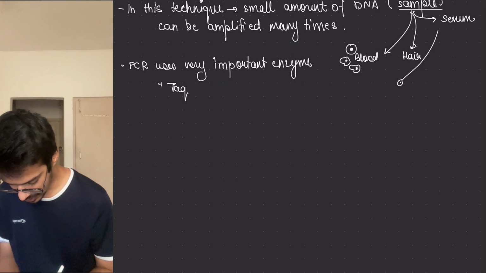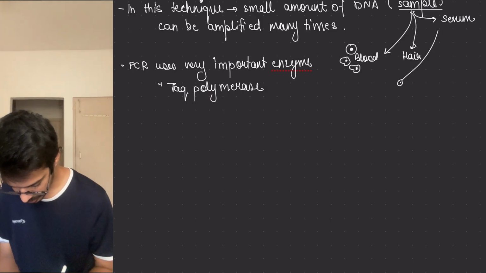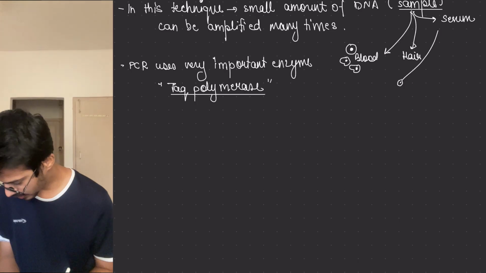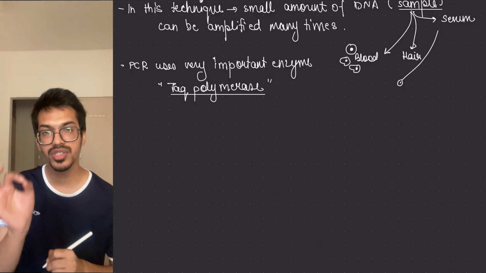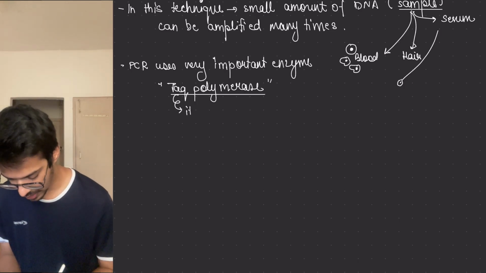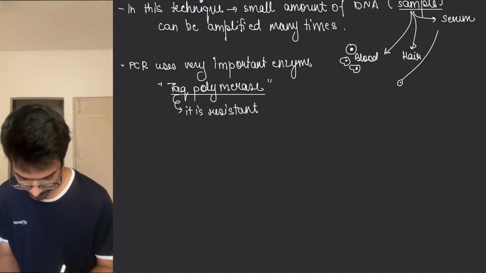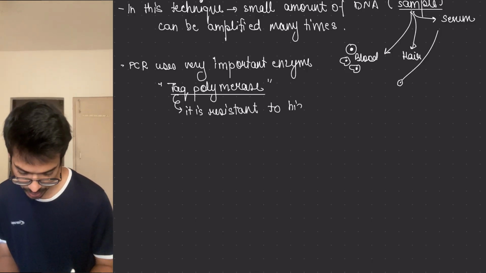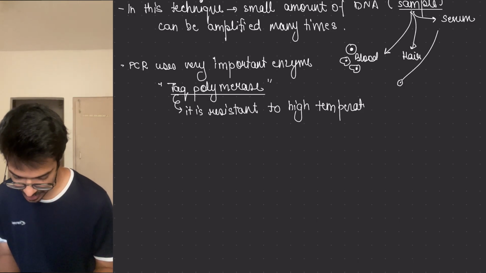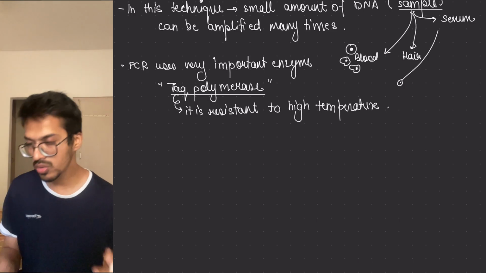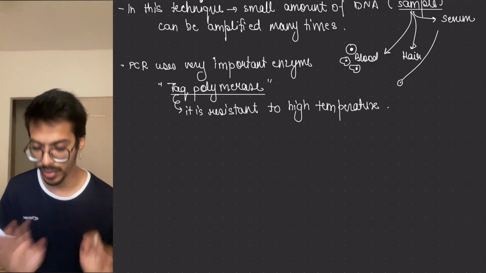That enzyme is Taq polymerase, which is resistant to the higher temperature. It is resistant to high temperature, so we can utilize it in our process now, and it is obtained from Thermus aquaticus.